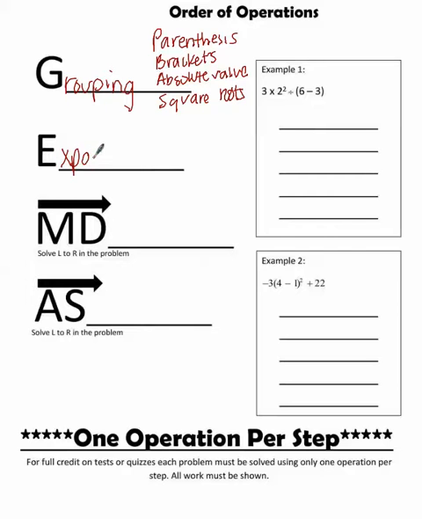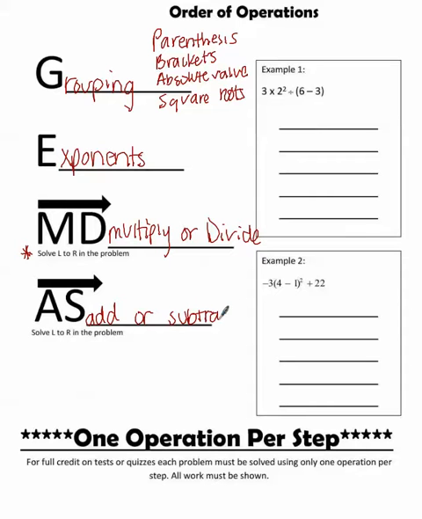Then you move into exponents. From there you multiply or divide. You want to work from left to right in the problem. Then we're going to add or subtract, solving from left to right in the problem. Please remember that you're going to do one operation per step. For full credit on tests or quizzes, each problem must be solved using only one operation per step. All work must be shown.